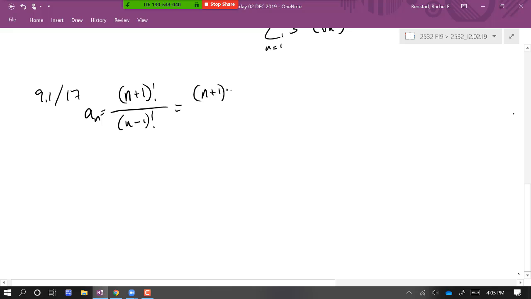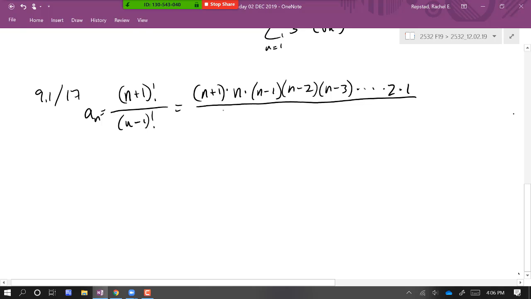Let's expand it further. Let's say n plus 1 factorial is n plus 1. The next one down is n. Then the next one down is n minus 1. And then n minus 2. N minus 3. We don't necessarily have to go this far, but it goes all the way down to times 2 times 1, right? This is the same, and then in the bottom, we have n minus 1. The next one down is n minus 2, n minus 3, all the way down.